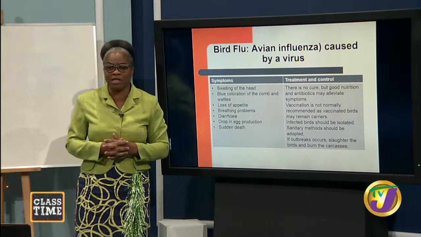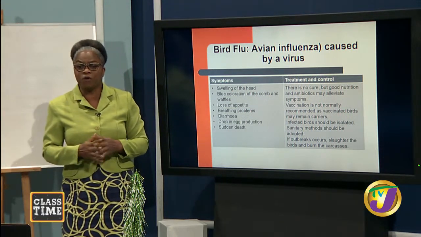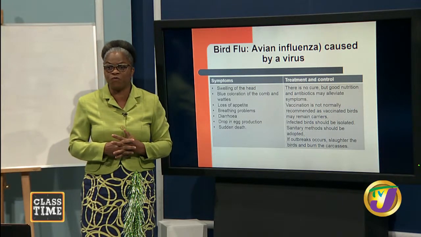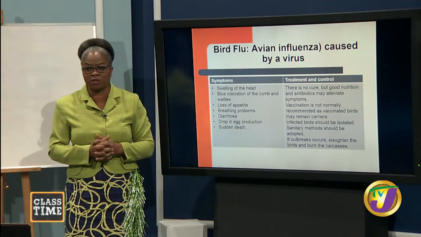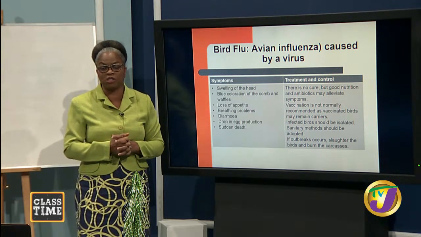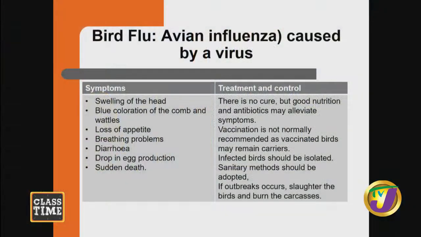We want to move on to look at the next disease in chickens, bird flu, or what we call avian influenza. And this is caused by a virus. Now, we need to pay attention to this one because this disease is what we call a notifiable disease. And so what you're going to see, the symptoms, if your chickens come down with the bird flu: swelling of the head, blue coloration of the comb and wattles, loss of appetite, the chicken is going to have breathing problems and diarrhea. And if there are layers, you're going to have a drop in egg production and then sudden death.